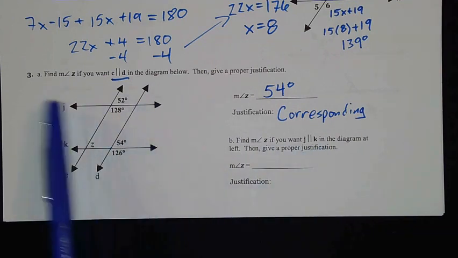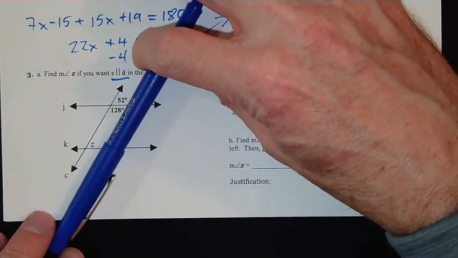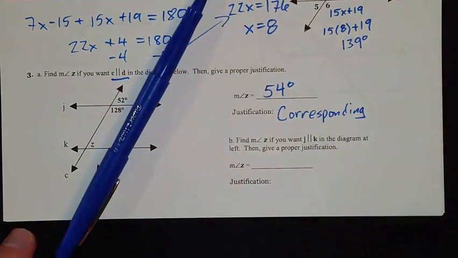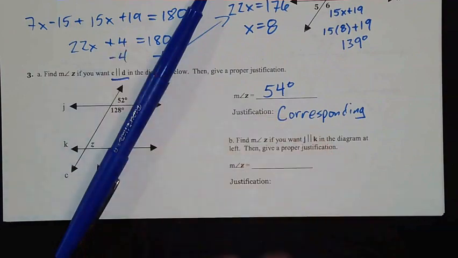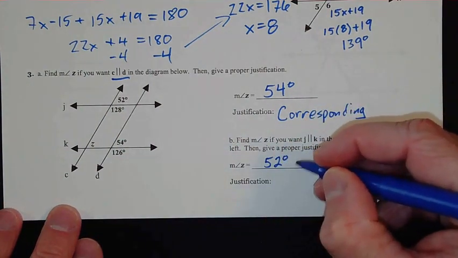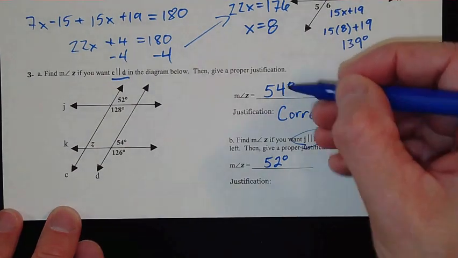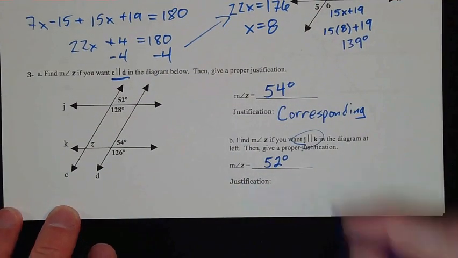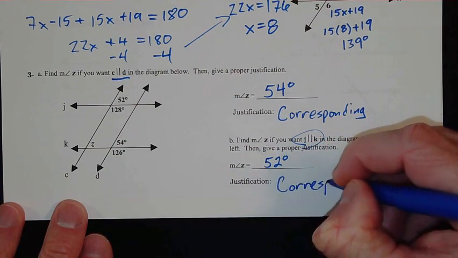And then for part B, it says, now let's let J be parallel to K. So now I care about J and K because they are parallel to each other. If I'm looking for angle Z, all of a sudden I don't care about that line. All I care about is my two parallel lines, J and K. And now I look at those two parallel lines and I've got corresponding angles. Angle Z and 52 degrees are corresponding. So if the measure of angle Z is 52, then J and K would be parallel. If it's 54, then C and D would be parallel. But it can't be both at the same time.